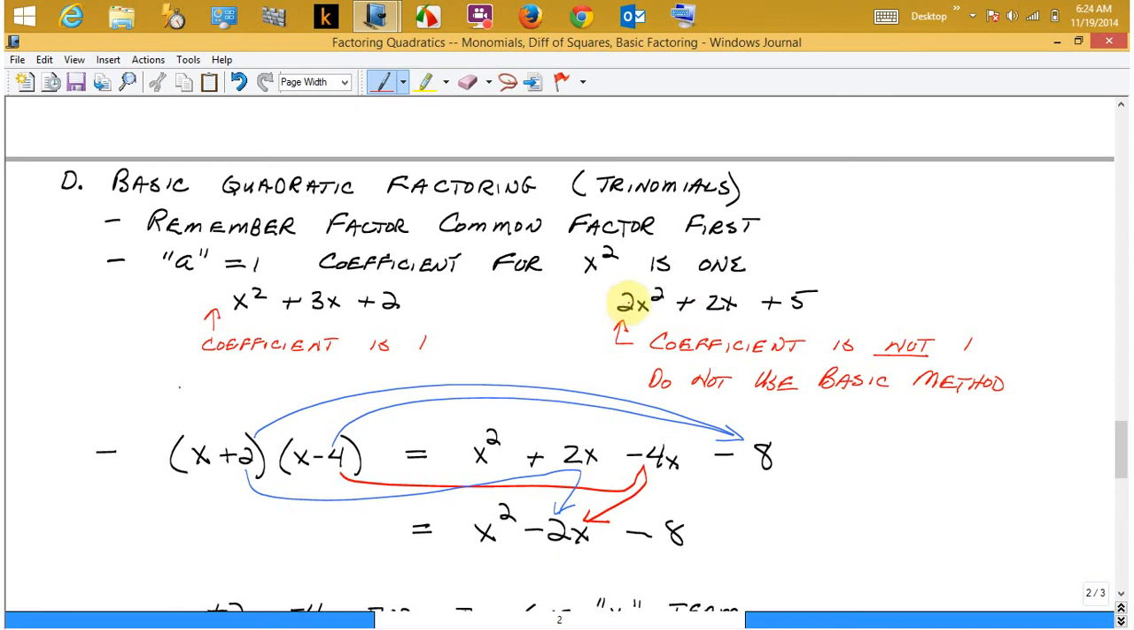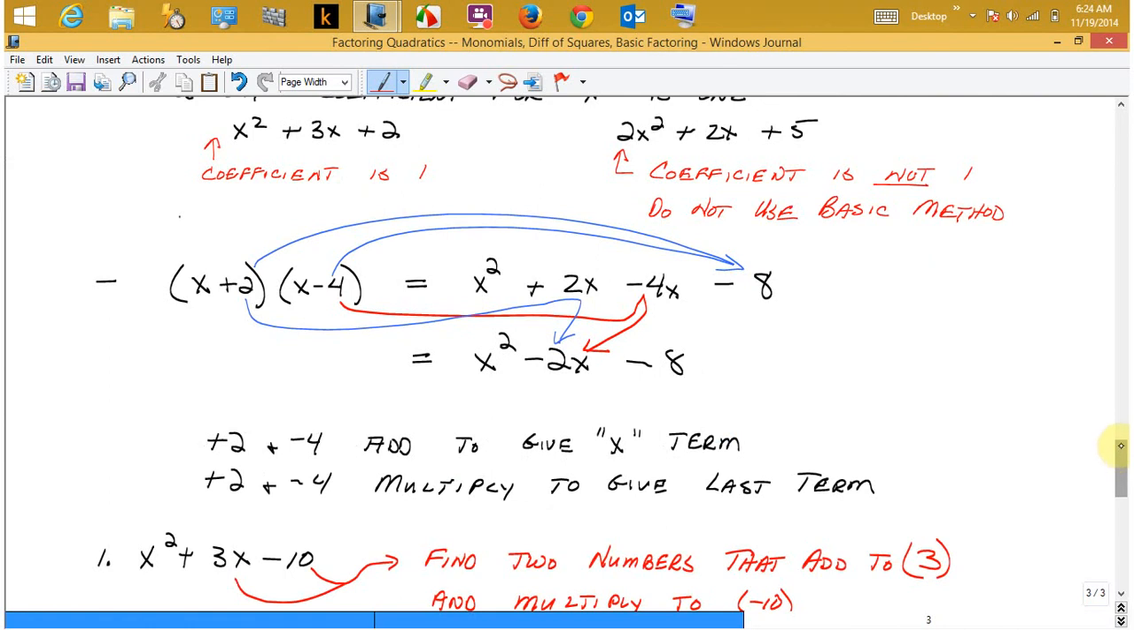This 2, because it's not a 1, means that I cannot use this method. Remember, you do not use this method if I have anything in front of the x squared other than a 1. And since it's a 1, we're really not going to show it. Now let's look at what happens when we do the FOIL method.